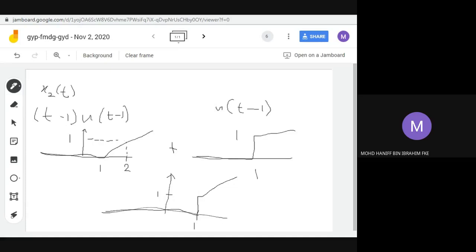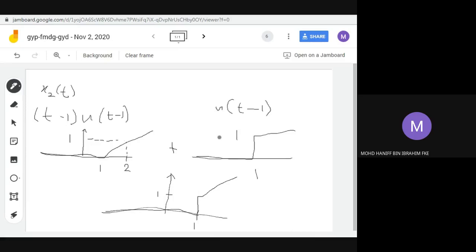Okay, hopefully you are clear. Yeah, we shift it due to the existence of the step function of 1. So from this value of 0, we shift upward and the straight line will now be shifted at t equals 1. Okay, so that should be the x2(t).